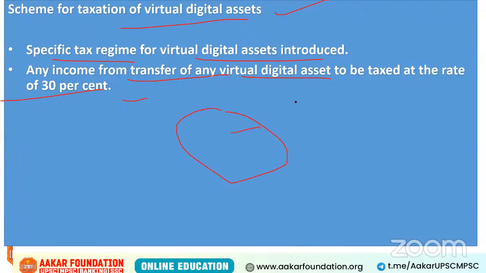Okay, what are the incentives provided for cooperative startups? All these things you can read from the budget speech of the finance minister.